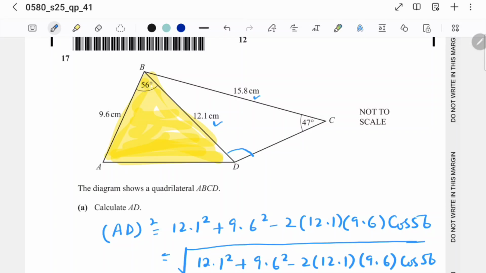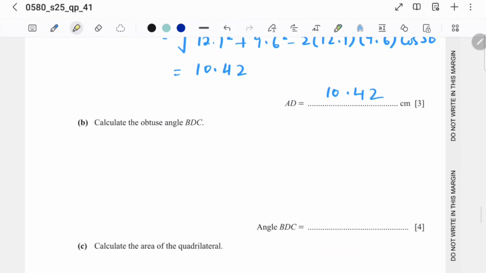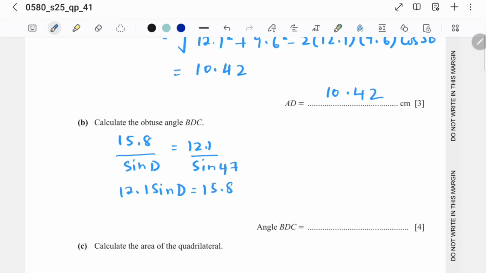It means sine rule. Sine rule is a over sine A equals b upon sine B equals c upon sine C. So what do we do? 15.8 upon sine D, and 12.1 opposite it is sine of 47. So just cross multiply, get your answer. That is 15.8 upon sine D equals 12.1 upon sine 47. 12.1 sine D equals 15.8 sine 47.